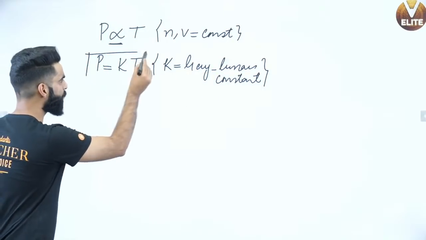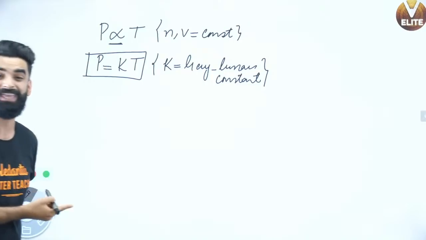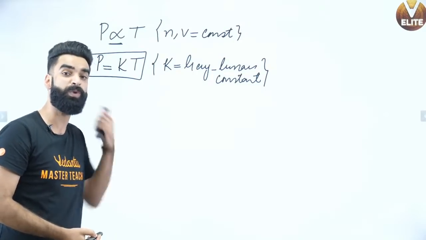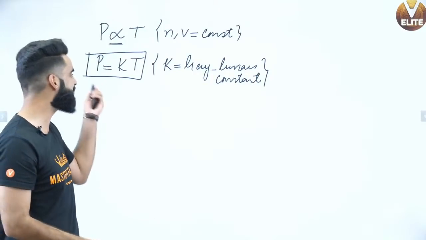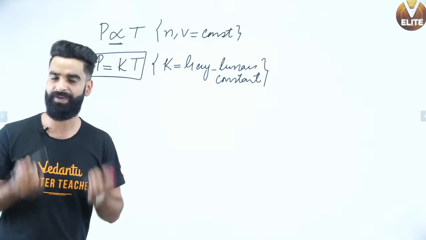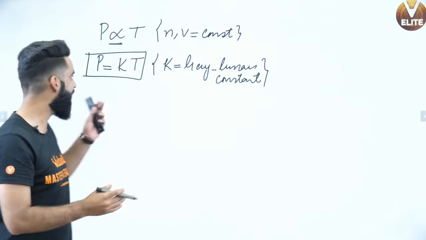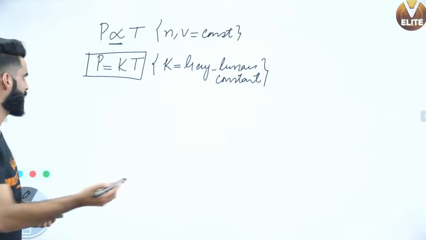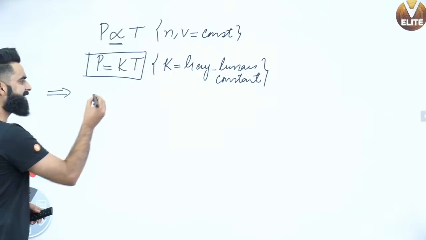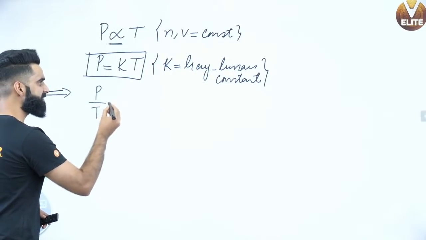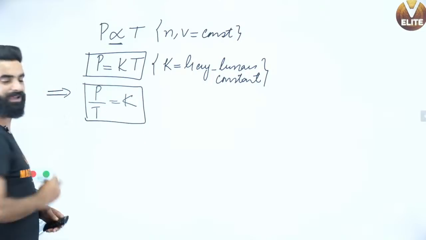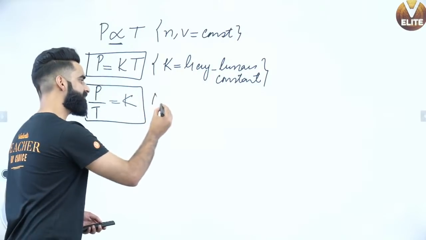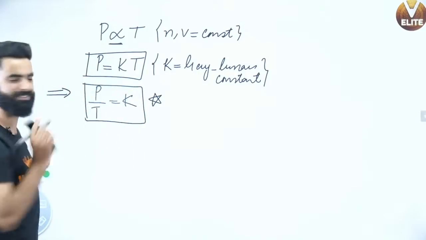And this is the basic equation for Gay-Lussac's law. P is equal to KT. Like we had in Charles' law, V is equal to KT. In the same way, we have the basic equation of Gay-Lussac's law as P is equal to KT, right? Now, I can make one more equation out of it. Very simple. Can I write it like this? P divided by T must be constant. P divided by T must be constant, right? I can say that. Let's remember this equation, okay?